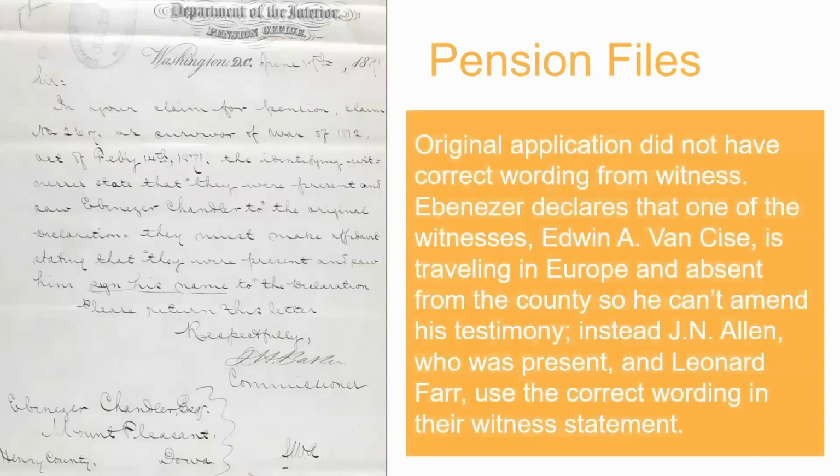And next we have a letter. This one's interesting because it says that the original application didn't have the correct wording from his witnesses, but since one of the witnesses was traveling to Europe, he can't amend that testimony, so they need to find another witness. And so I think that's so great to get that information, and it adds more witnesses to this file, which is great for our fan club research.